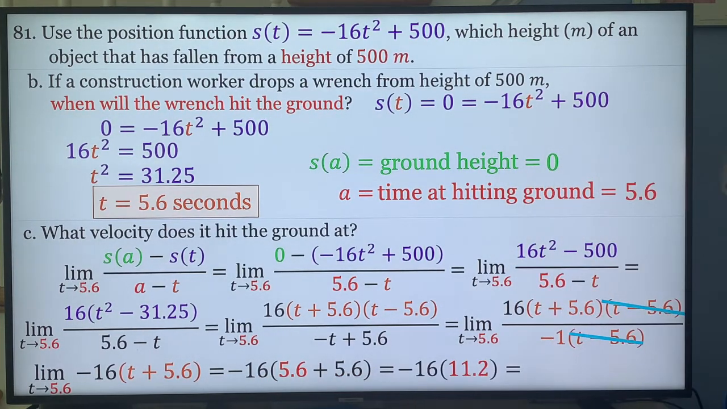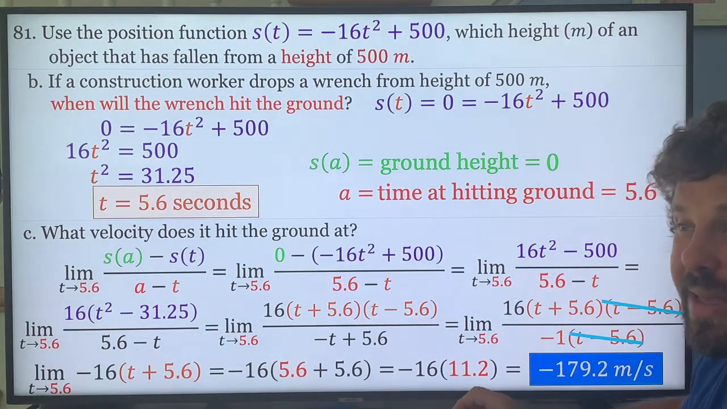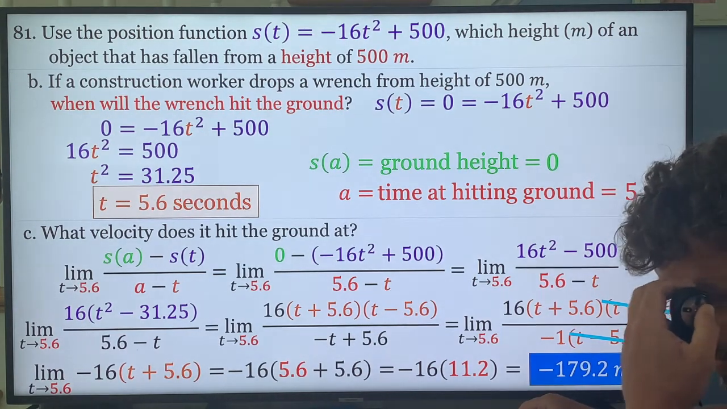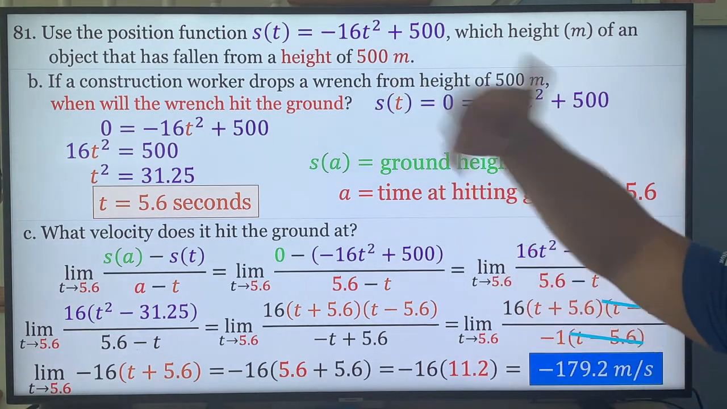Negative 16 times 11.2 gives me 179.2 meters per second. So this is how fast the wrench is going when it hits the ground: down at 179.2 meters per second. Pretty fast. Wouldn't want to get hit by that. That's like a football field and 3/4 in a second. Anyway, let's move on to problem 82.